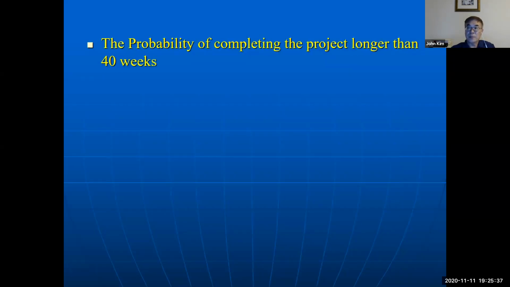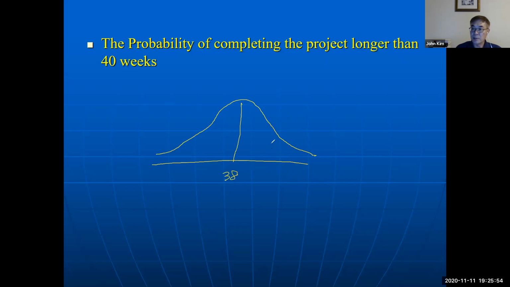And then we can bring up another question like this. The probability of completing the project longer than 40 weeks. In this case, I can draw a normal distribution. Then 38 here, and then 40 here. So find these boundaries, the z-score, and then longer than is the right side. So again, we need the z-score.